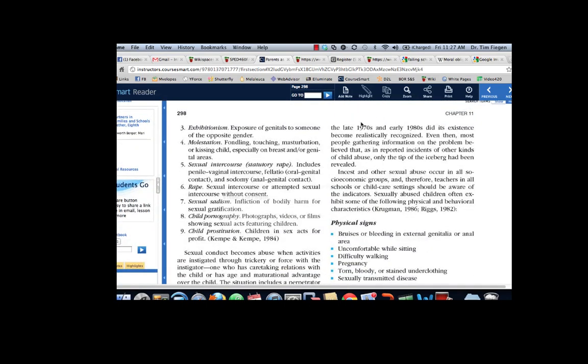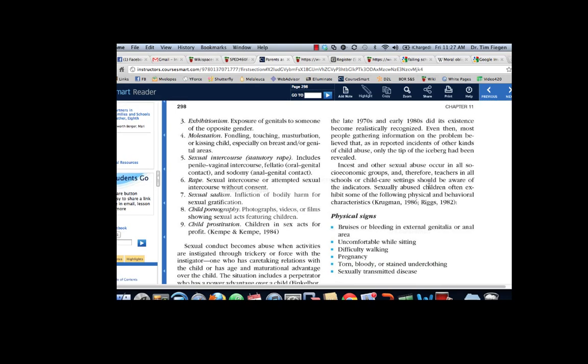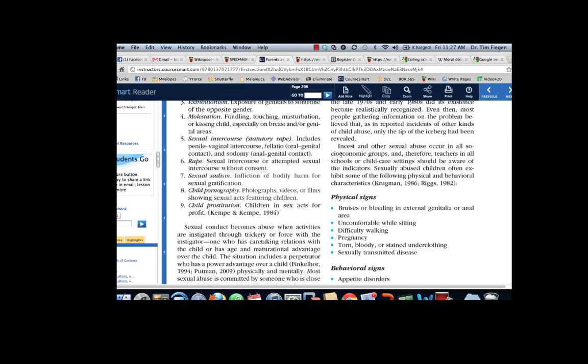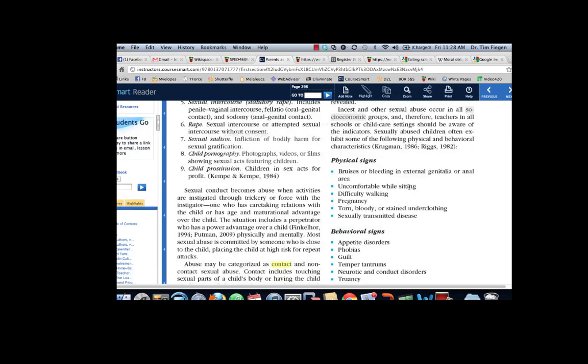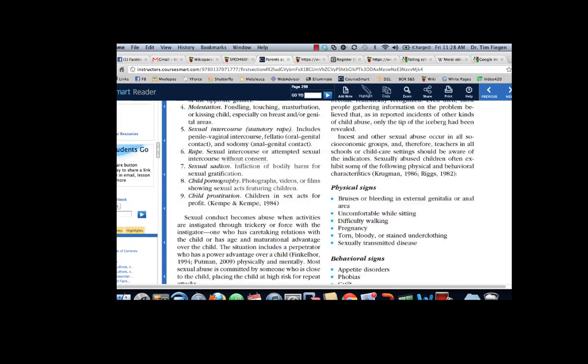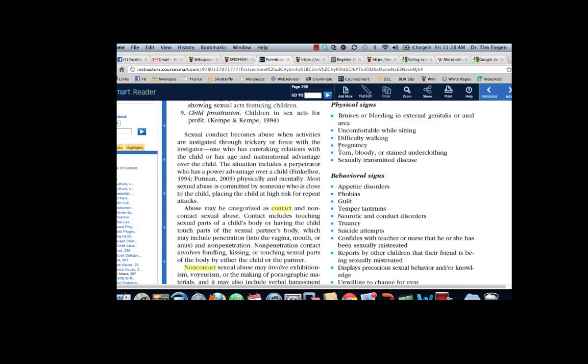It goes on and says this has been around forever. Incest and other sexual abuse occur in all economic groups, and therefore in teachers' schools and child care settings. Yeah, and this is true, because you can find it in middle class, upper class, just as well as low income areas. But it gives you a series of things to look for here. Obviously, one is pregnancy. I have a quick story about that.